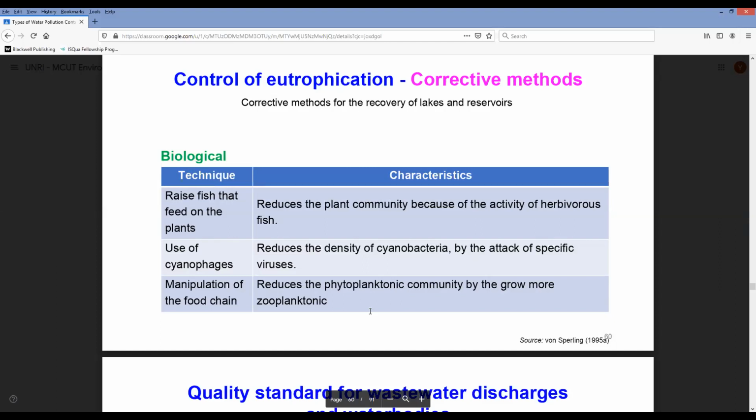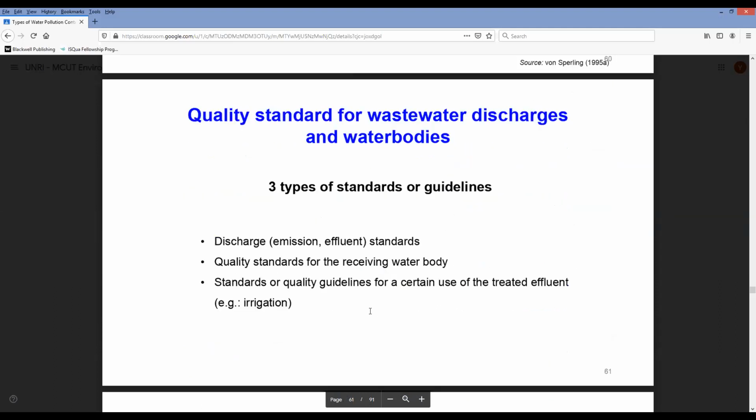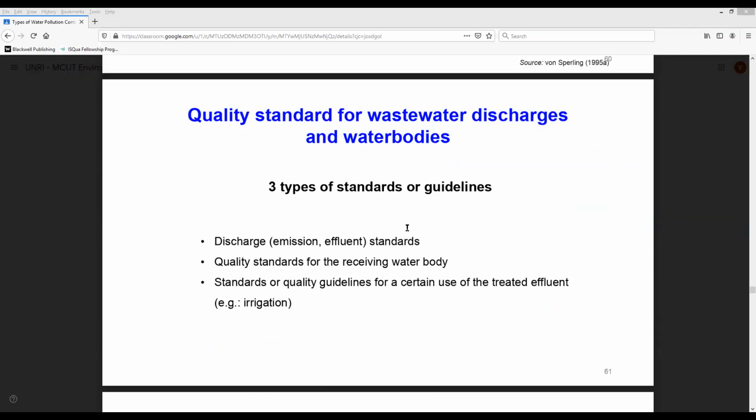Okay, and then let's move to the next. So this comes to the quality standard for wastewater discharge and the water body. There are 3 types of standard or guideline for wastewater discharge. The first one is the discharge standard. The second one is the quality standard for the receiving water body. And the third one is a standard or quality guideline for a certain use of the treated effluent. Okay, next please.